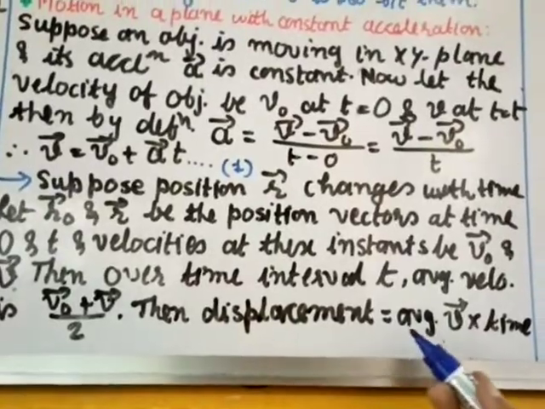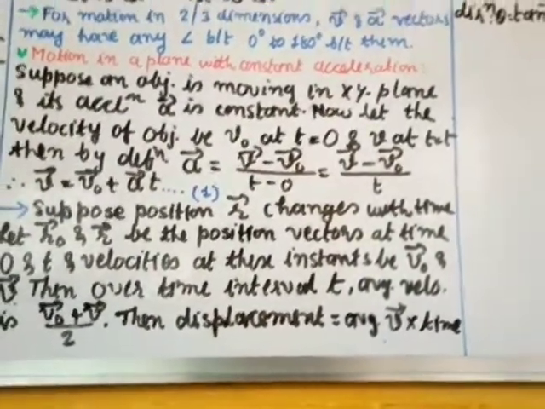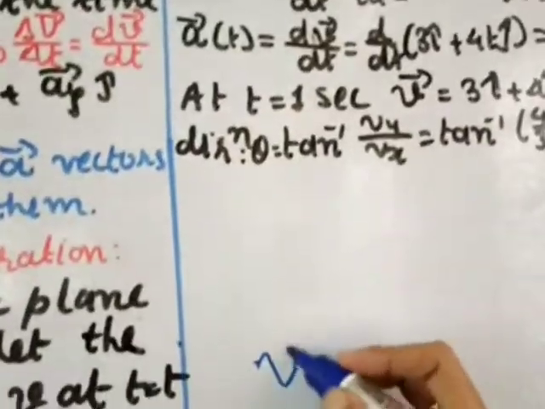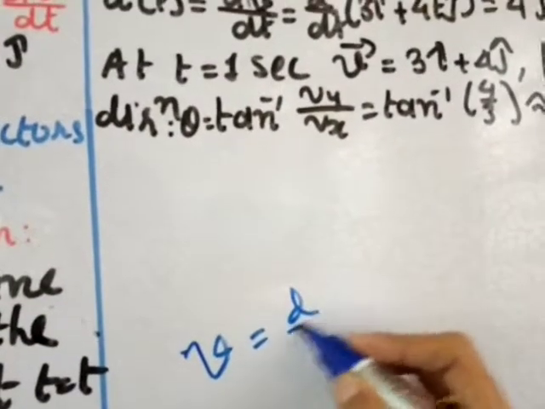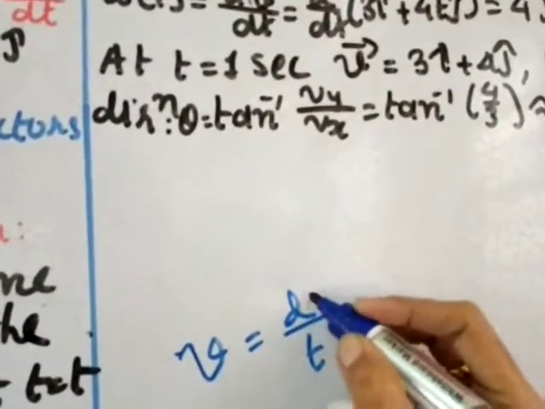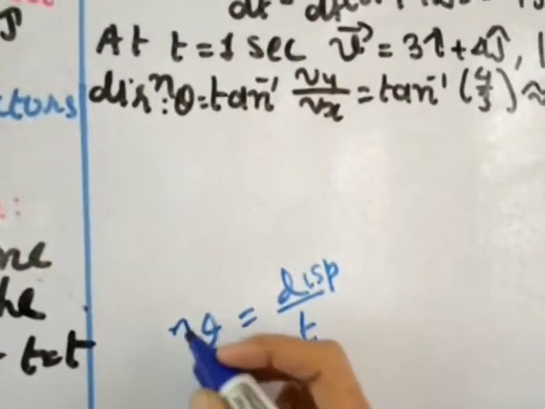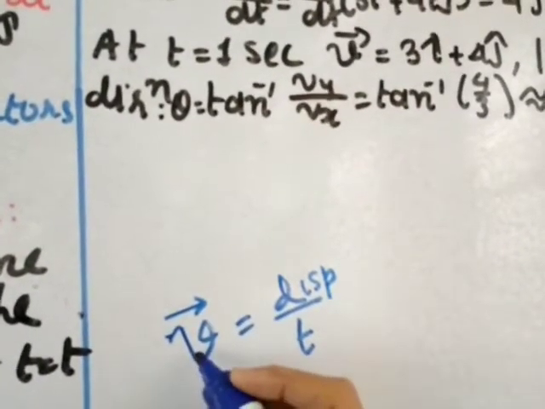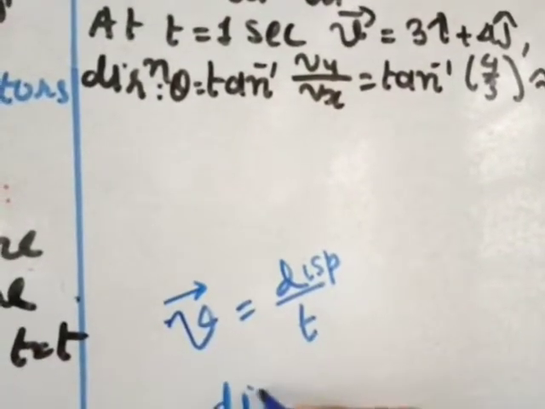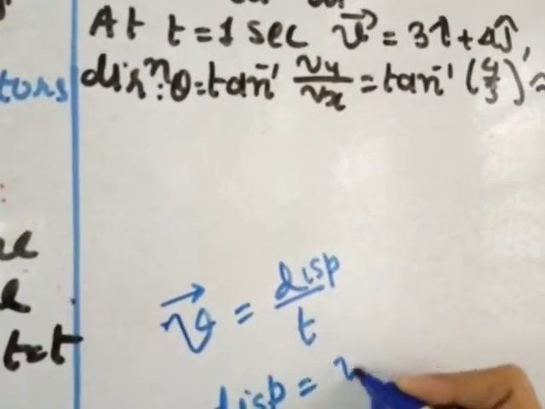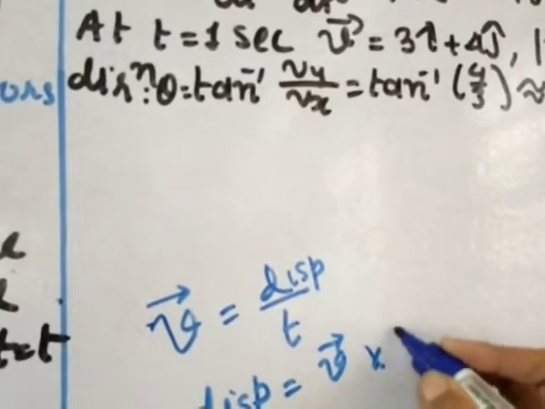Then displacement equals average velocity into time. We know that velocity is equal to distance divided by time. So you can take here displacement divided by time, and I am going to take average velocity. Transfer t over here, so here remains displacement equal to average velocity into time.